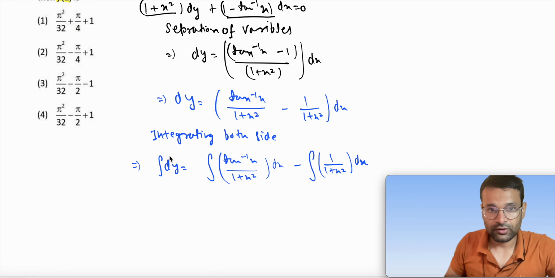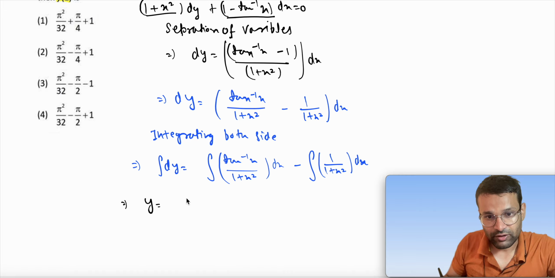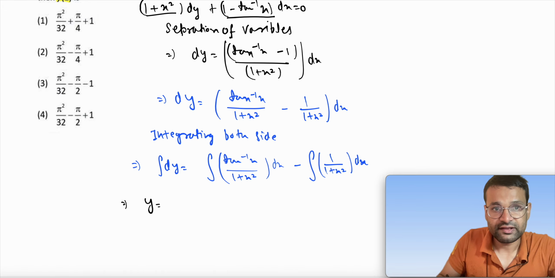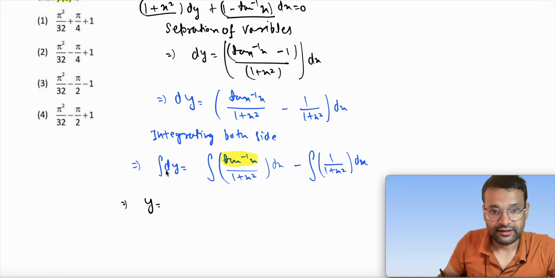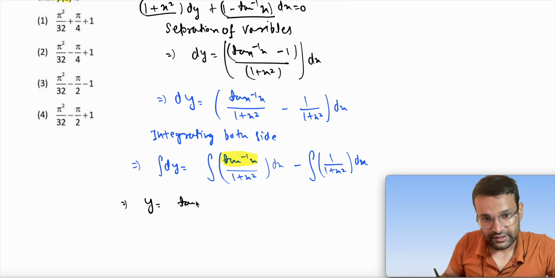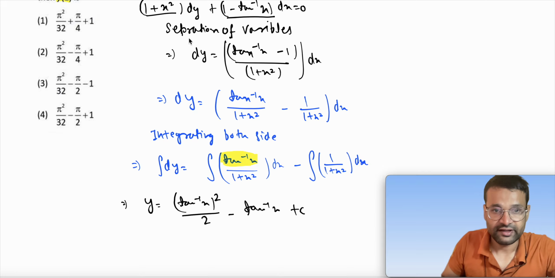Now you can integrate. Here you can see the differential coefficient of tan inverse x is 1 upon 1 plus x square. So you directly rewrite here: y equal to (tan inverse x) whole square by 2 minus tan inverse x plus c, where c is the constant of integration.